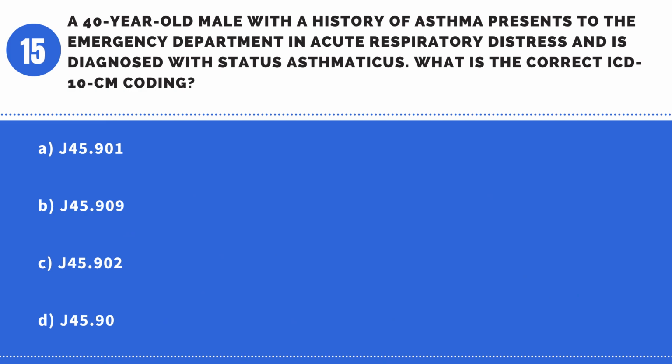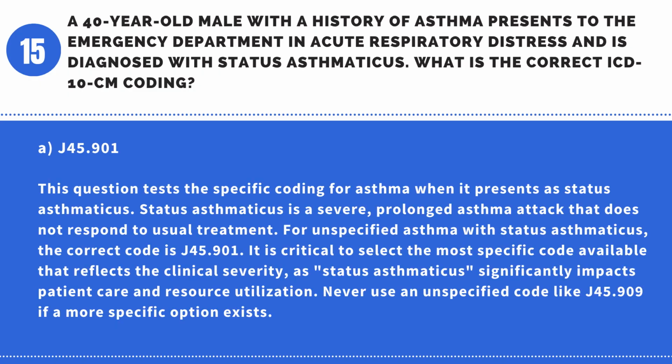Question 15. A 40-year-old male with a history of asthma presents to the emergency department in acute respiratory distress and is diagnosed with status asthmaticus. What is the correct ICD-10-CM coding? A. J45.901. B. J45.909. C. J45.902. D. J45.90. Answer A.